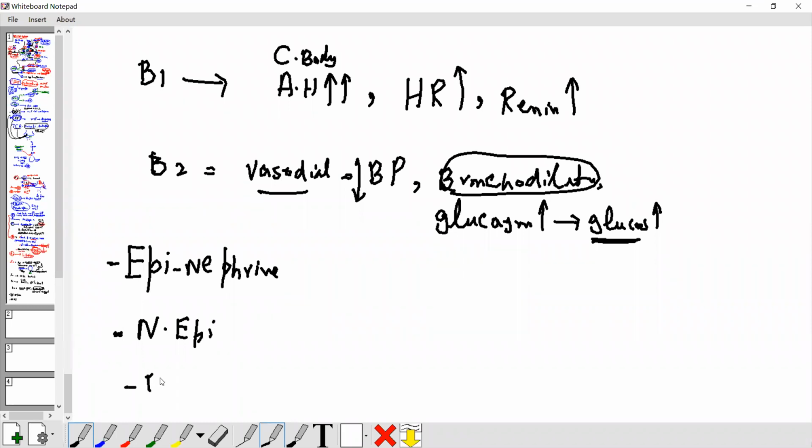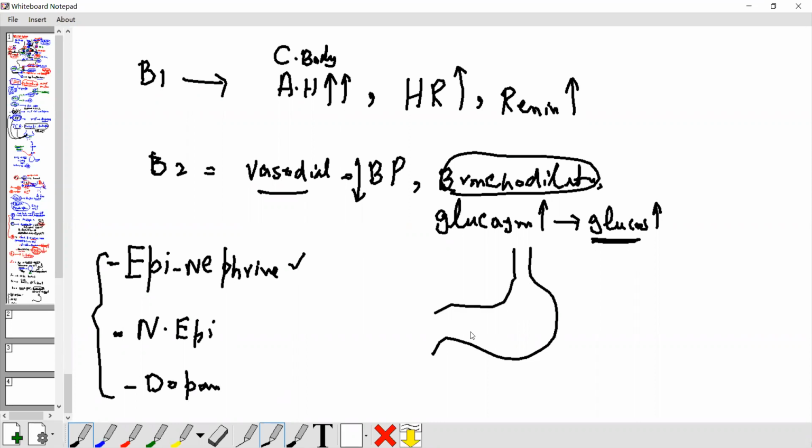norepinephrine, dopamine. These things we can also apply, but keep one thing in mind: we can't give them in the form of pills. Listen here. We can only give injectables, okay? We can only use injection of norepinephrine, injection of dopamine, injection of epinephrine. We can't give them in tablet form or capsule form. Oral administration is not allowed.